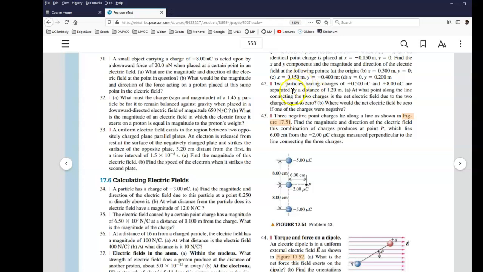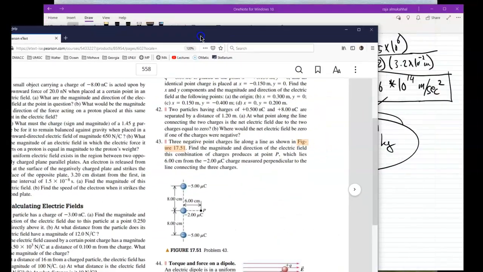Let's read it together. It says two particles having charges positive 0.5 nanocoulomb and positive 8 nanocoulomb are separated by a distance of 1.2 meters. A, at what point along the line connecting the two charges is the net electric field due to the two charges equal to 0? The second part says, where would the net electric field be 0 if one of the charges were negative? All right, let's move it to the side.